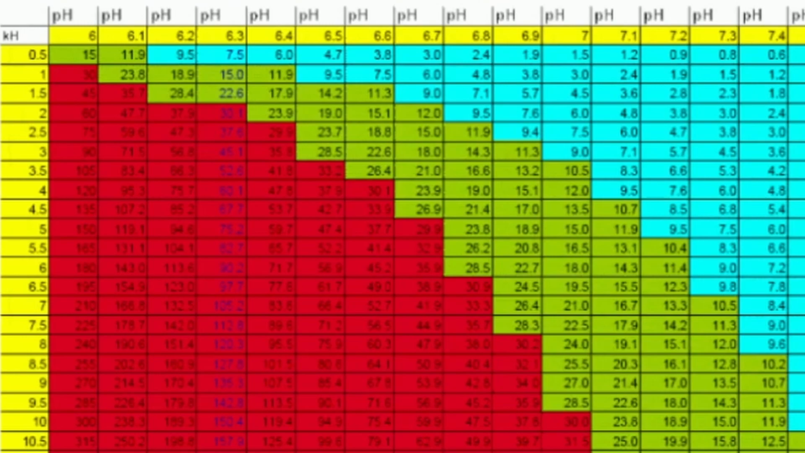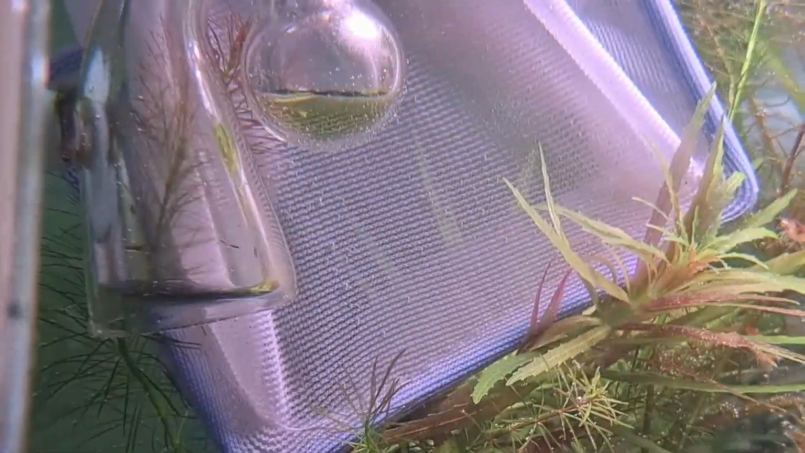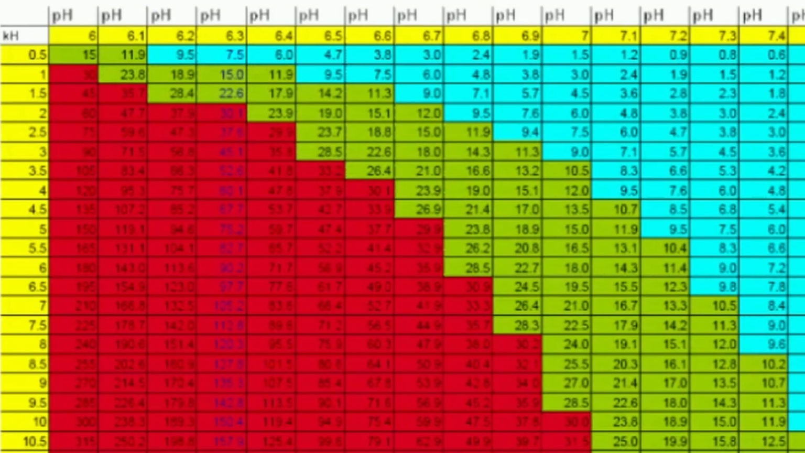People like to use this chart to get an idea of what their CO2 concentrations are for their aquatic plants. My current parameters are about 6.2 pH, and I've got about a 2 KH, and it looks like 37.9. It's hard to read. 37.9 is the concentration, supposedly. I do have a nice yellowy green, lime green drop checker. But let's go into a little bit more detail about why this chart is inaccurate.